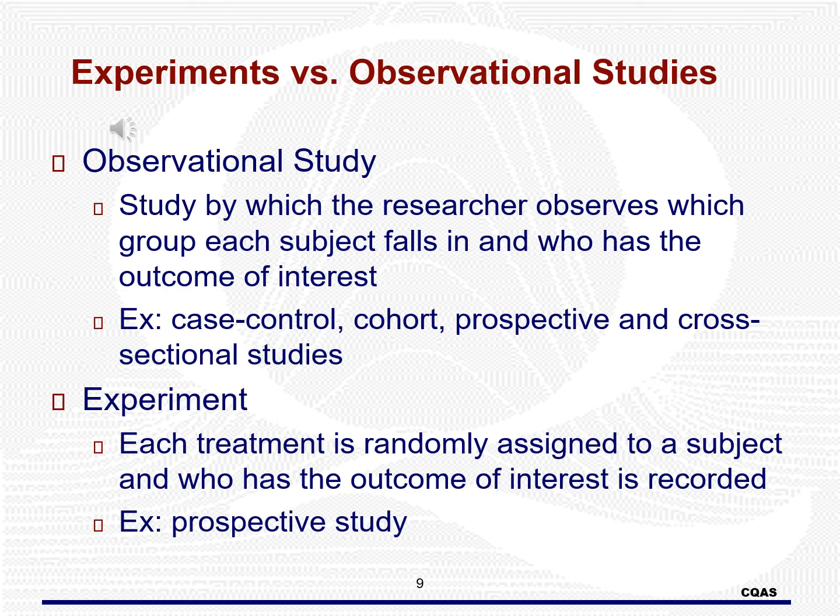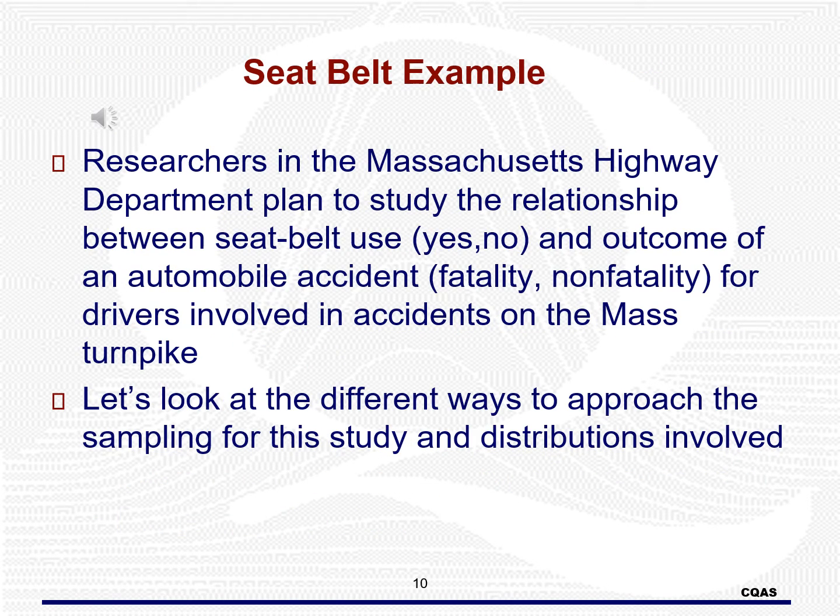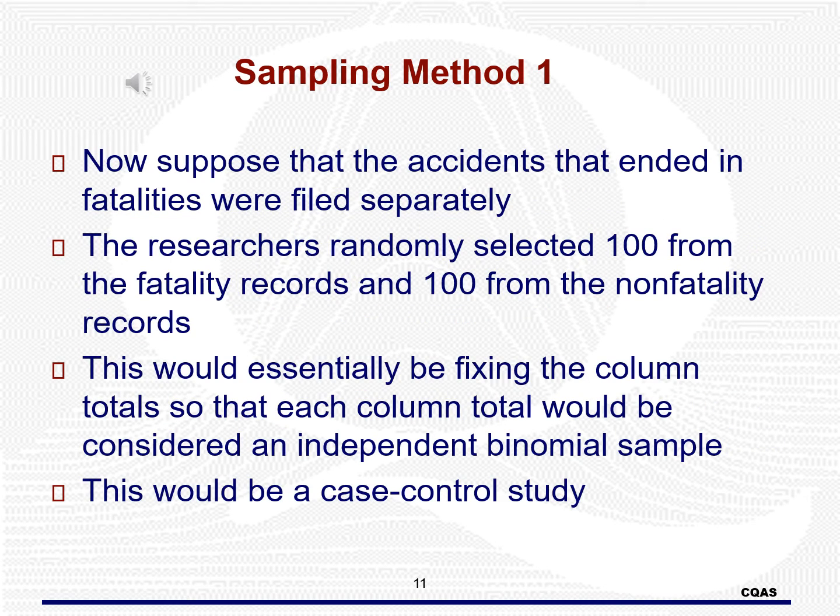Now let's talk about how sampling can dictate the type of study that we have. This example involves researchers in the Mass Highway Department. They plan to study the relationship between seatbelt use and accident fatalities. The study will be based on accidents that have occurred on the Mass Turnpike. Let's look at the different ways the study could be set up to correspond to the distributions involved. The first method that could be used is to randomly select 100 records from the records where the fatality occurred and 100 from the records where the fatality did not occur. This would be fixing the column totals.